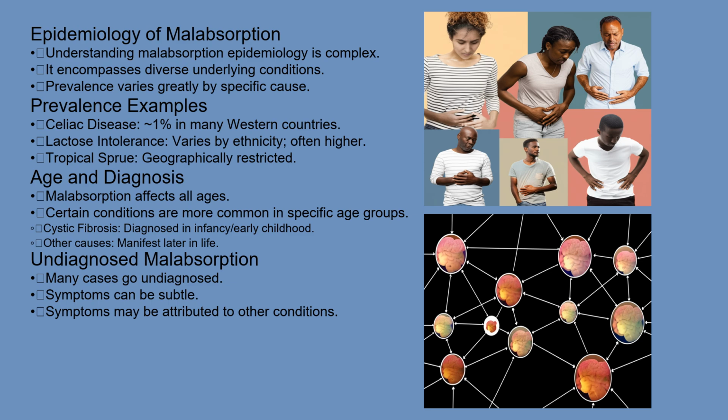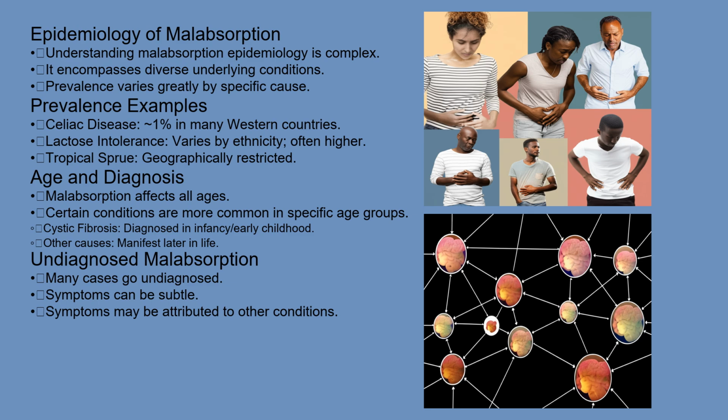Understanding the epidemiology of malabsorption is tricky because it encompasses many different underlying conditions. The prevalence varies greatly depending on the specific cause. For example, celiac disease affects around 1% of the population in many Western countries, whereas lactose intolerance affects a much larger percentage, varying by ethnicity. Other causes, such as tropical sprue, are geographically restricted.